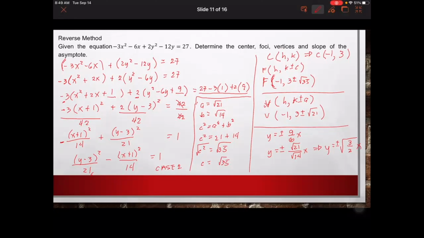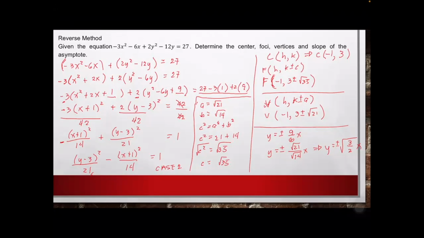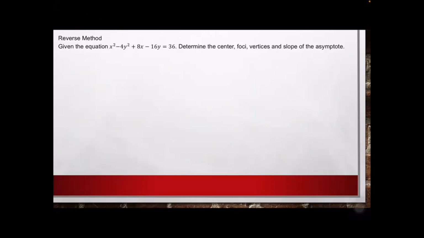Any questions? Verification? You got it. The foci and the vertex, we combined them into one. Can we go to the next or the last example? Okay, so let's go now with the last example.